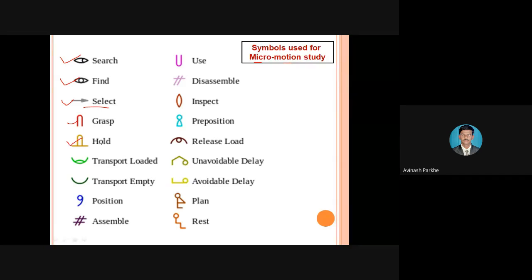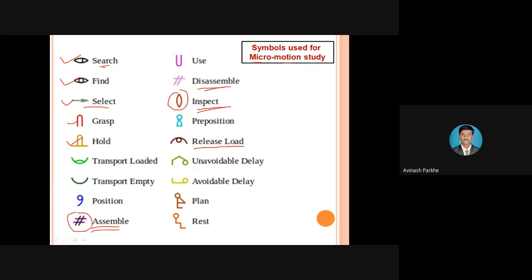So these are the symbols. The symbols are given at the left side and their information is given at the right side. For example, for assembly, at the bottom side, this particular hatch sign is used. For disassembly, this symbol is used. For inspection, this symbol is to be used. If I have to release the load, this symbol is used.